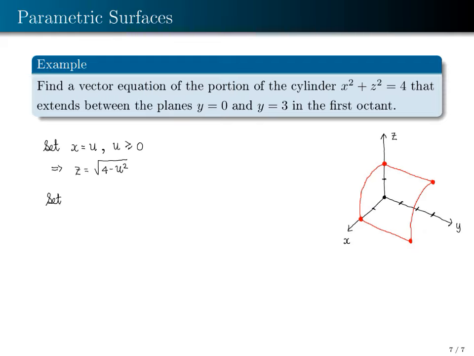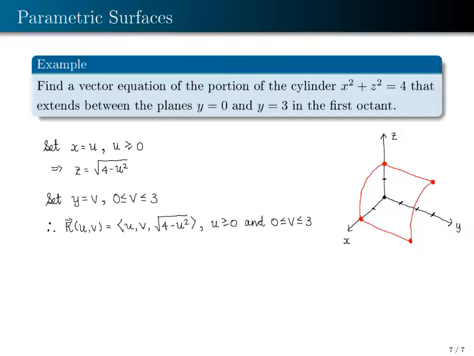Finally, we can simply set y equals v and impose the restriction that v is greater than or equal to 0 but less than or equal to 3, because the portion of the cylinder extends between the planes y equals 0 and y equals 3. Therefore, a vector equation of the portion of the cylinder is r of uv equals u, v, and the square root of 4 minus u squared, where u is greater than or equal to 0, and v lies in the closed interval 0 to 3.